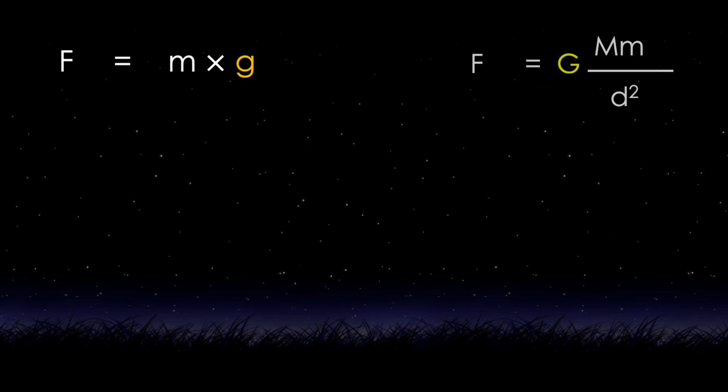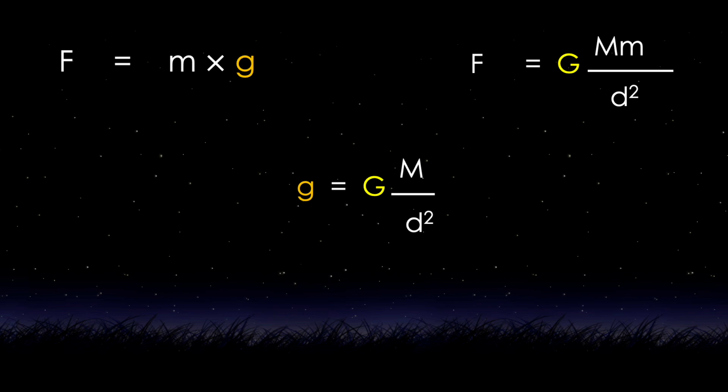Now, we have two equations. The first one is F is equal to m into g, and the second one is F is equal to G M m upon d square. Now, because these two forces are the same, m into g would be equal to G M m upon d square, which means that the acceleration due to gravity g would be equal to G M upon d square.